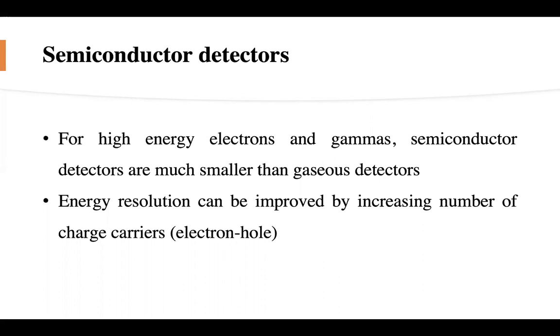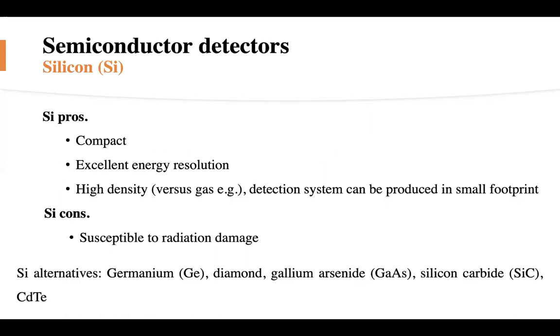Energy resolution can be improved by increasing the number of charge carriers. Here are some advantages and disadvantages of silicon, for example, as one of the semiconductors. It's compact, with excellent energy resolution and high density. If you compare it to the gas detector, the detection system can be produced in a small footprint. One of the disadvantages is it's susceptible to radiation damage. It can be damaged when used many times for radiation, especially for particles. Also, it needs to be cooled.